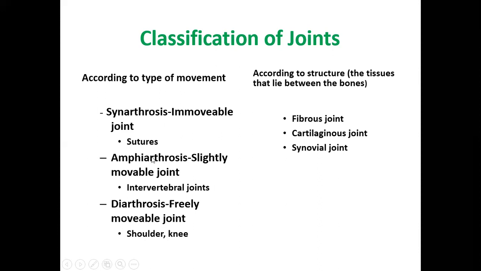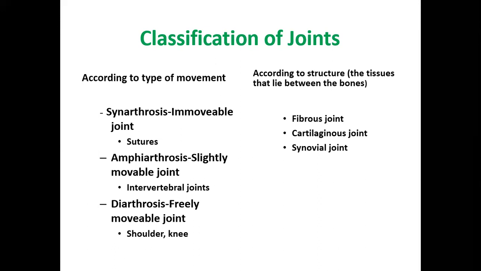The second type, depending on the movement, is the amphiarthrosis. Synarthrosis, amphiarthrosis, and then diarthrosis. So what is amphiarthrosis? A slightly movable joint. In synarthrosis there is no movement, a total absence of movement. If there are slight movements, then it is called amphiarthrosis. The best example is the intervertebral joints.